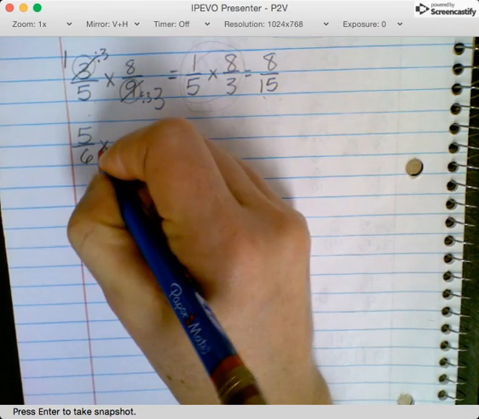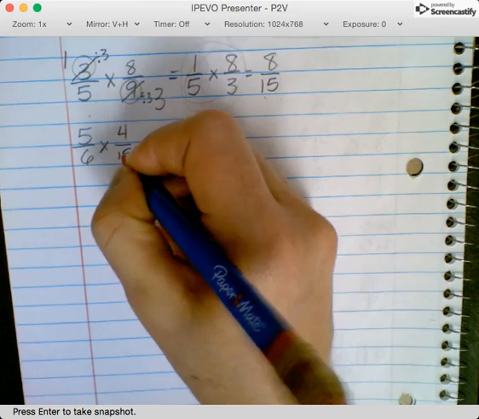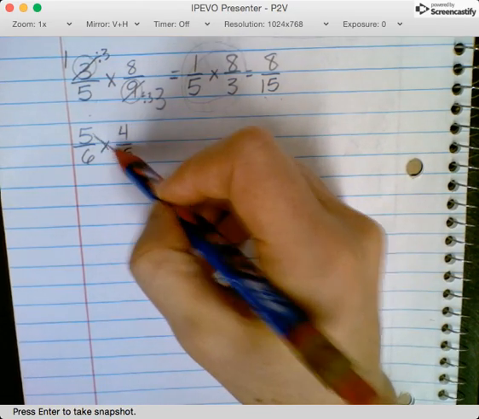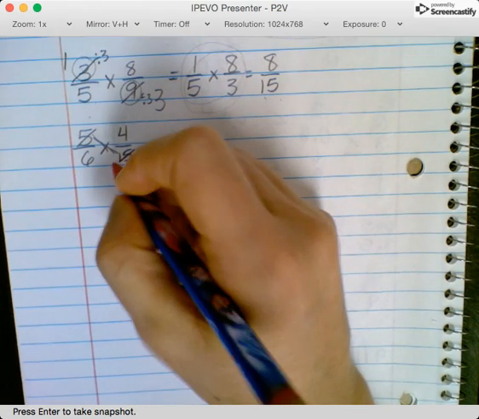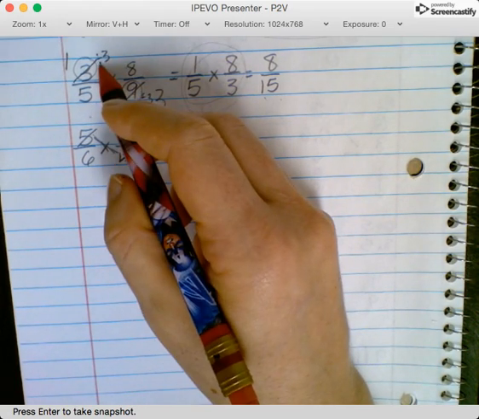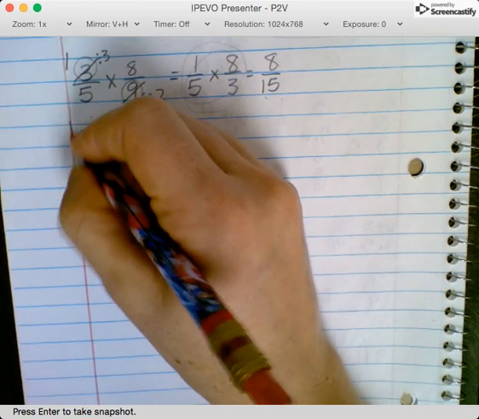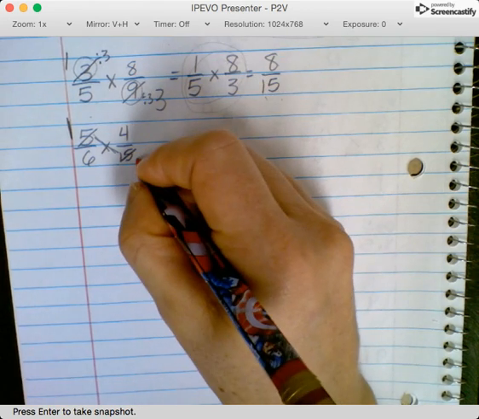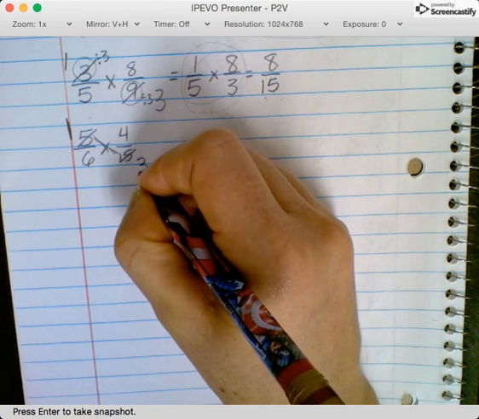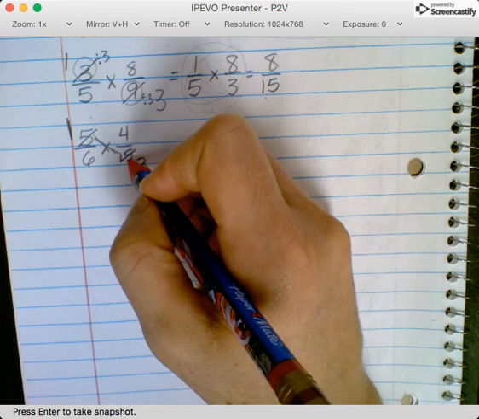5/6 times 4/15. So I look at these two that are across from each other. 5 and 15 can both be divided by 5. And this time, instead of writing divided by 5, I'm just going to divide. So 5 divided by 5 is 1, and 15 divided by 5 is 3. Make sure that you're dividing them both by the same thing also.